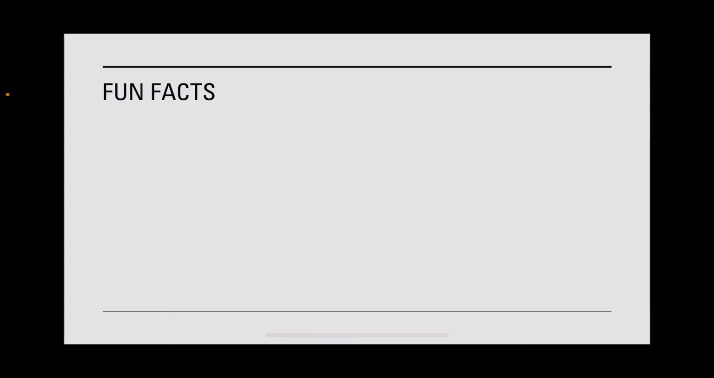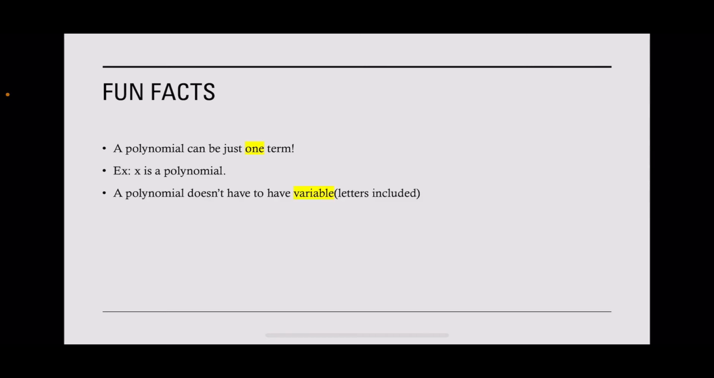So now some fun facts for you about polynomials. A polynomial can be just one term. Some people might think, oh, a polynomial has to be complex, lots of terms, make your head dizzy. That is not necessary. An example for this would be x is a polynomial. Another fun fact is a polynomial doesn't have to have variable letters included. If you look at this example, 2 is a polynomial, 2 plus 4 is a polynomial. Variables do not have to be included.